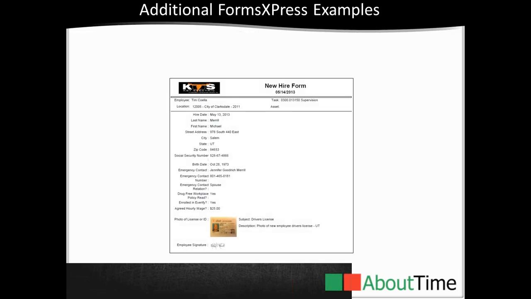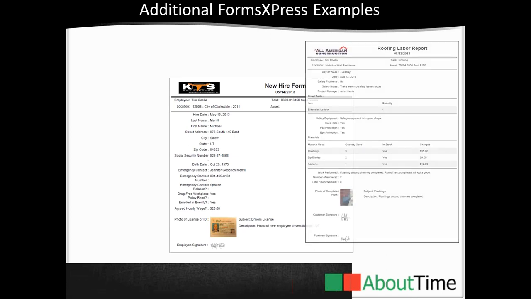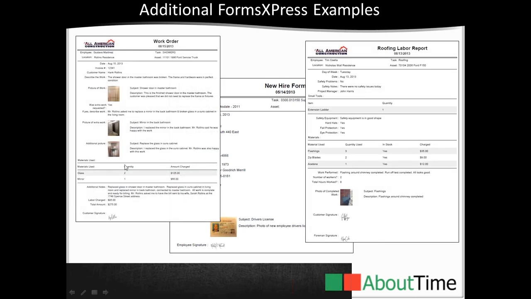So some additional examples, maybe a new hire form. I can take a photo of a driver's license, have them sign it here, record their agreed wage, and whether they have read our drug policy, or whatever other information I need. Maybe a labor report with photos embedded, or a work order. So this forms tool can actually replace, with fields, the same data points that I'm manually generating, as well as embed photos, video, and audio files in a digital document that doesn't need to be printed and filed away.